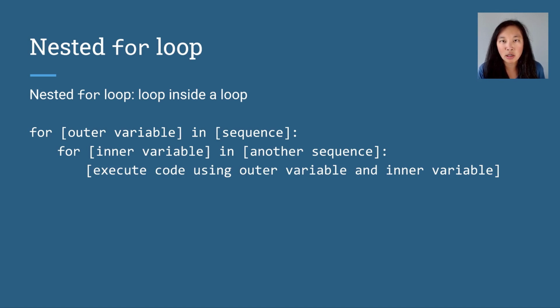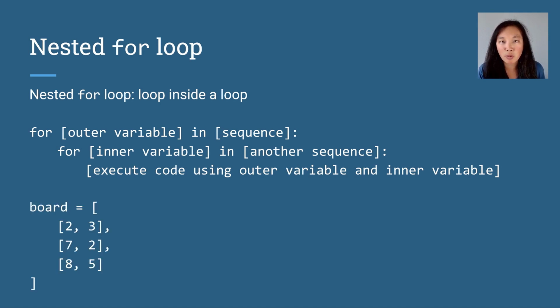It has a for loop inside of a for loop. So we have this for some outer variable in some sequence. Inside of that is going to be another for loop, for some inner variable in some other sequence. And then we're going to execute some code using both the outer and inner variables.